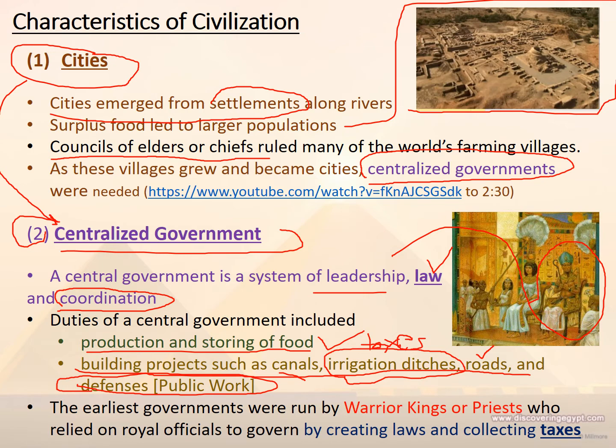And these are all forms of public works, work that was done by the society, by workers, and directed by the government. These earliest civilization cities were often governed by warrior kings or priests or a combination of both, who relied on royal officials to both govern, help them, create laws, and collect taxes.